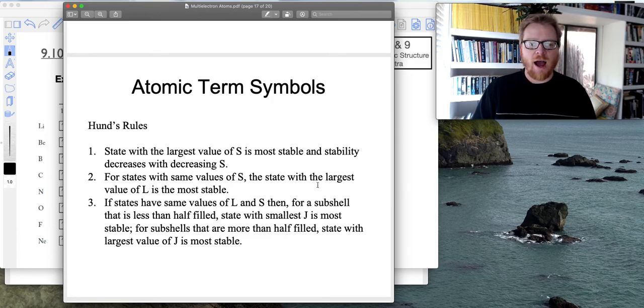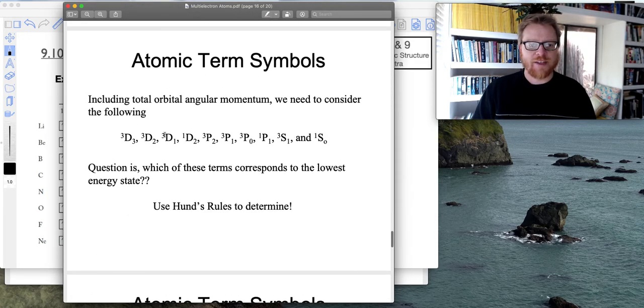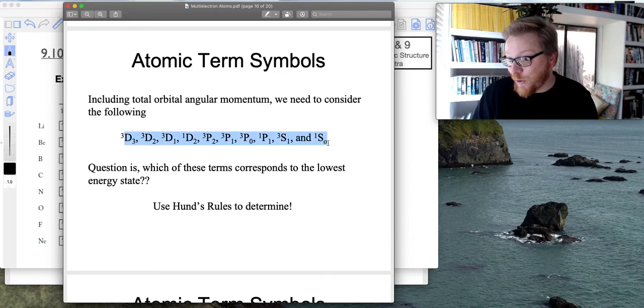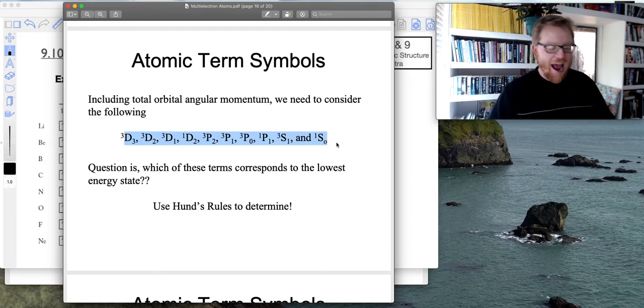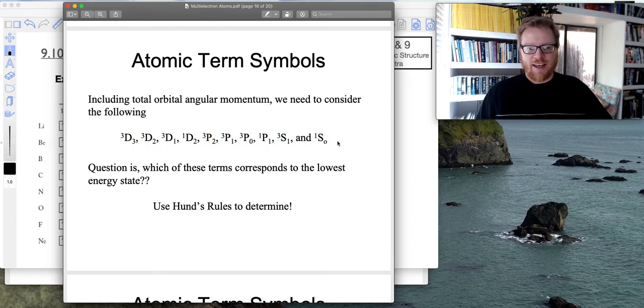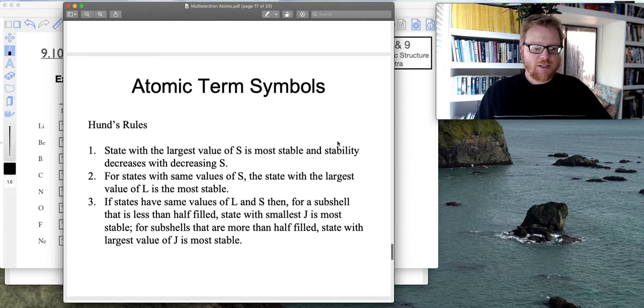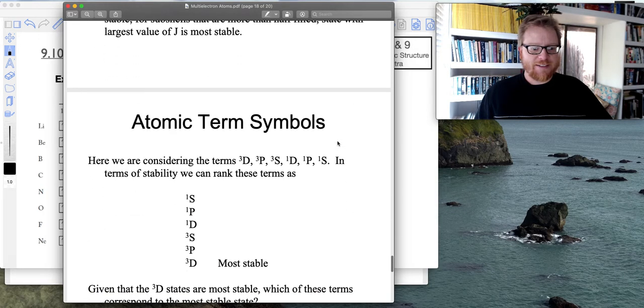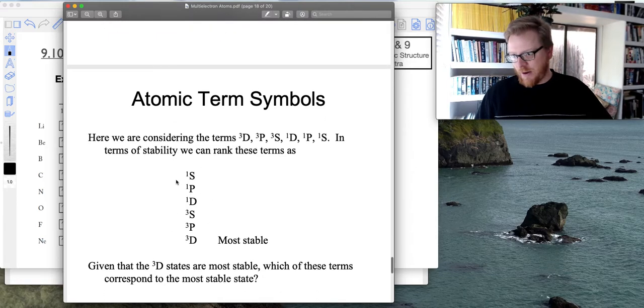So if we now go back to all of these examples, we don't know which ones of these are half filled or more than half filled. So that's once again where having the electron configuration is really useful, okay? So let's go through some of these examples. Here you can see how they list this, right? We note that the triplet D was the most stable, triplet P, then triplet S, and then it starts over again with the singlets, okay?